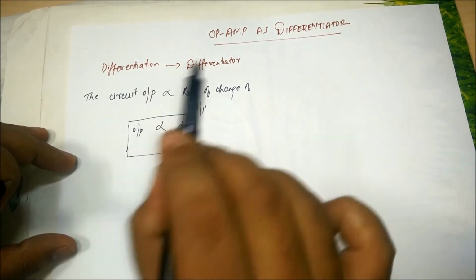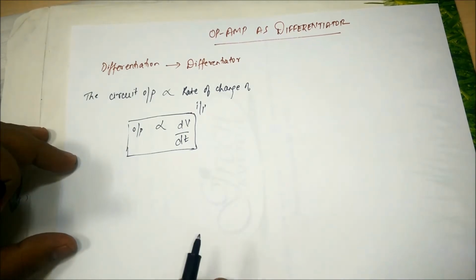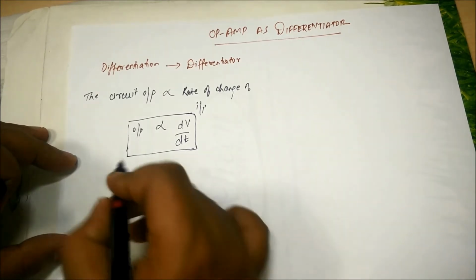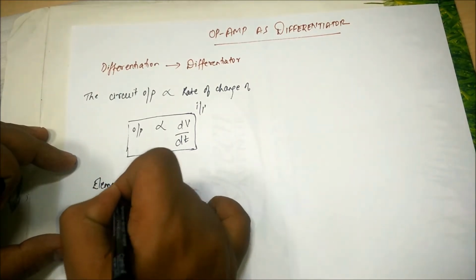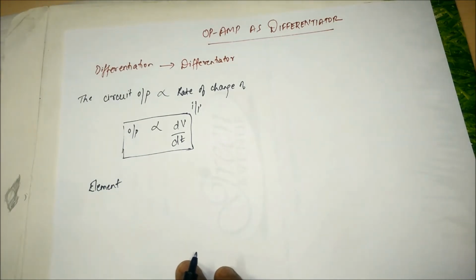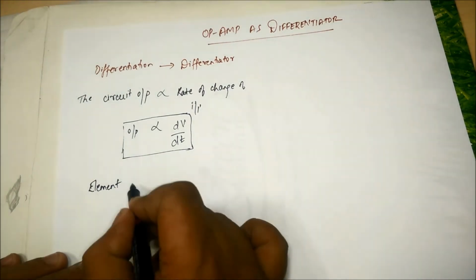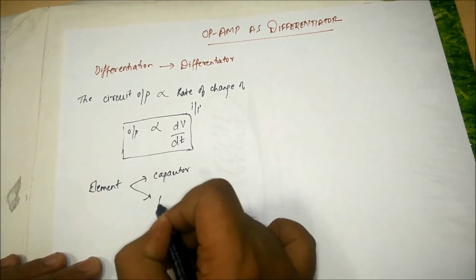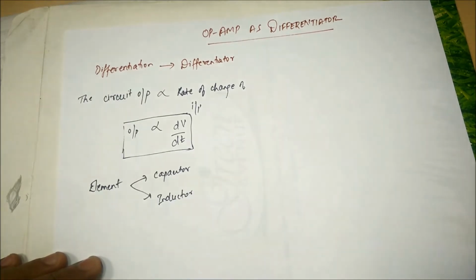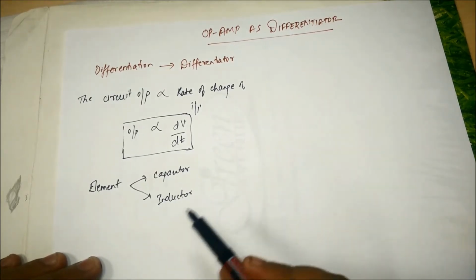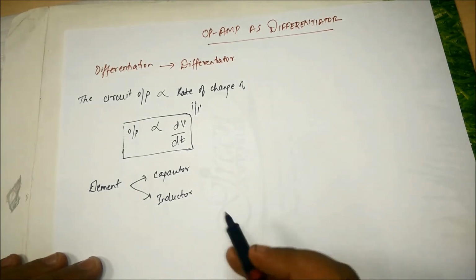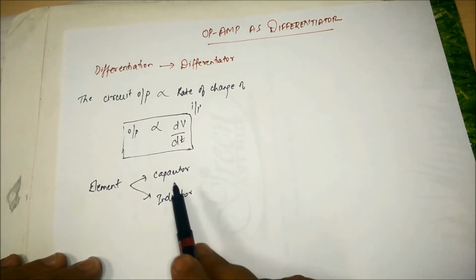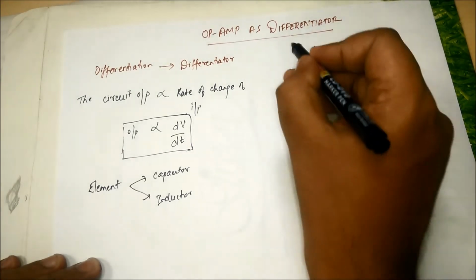How will we implement it? We need to select an element which deals with time. Now which element is this? There are two elements which deal with time. One is a capacitor, one is an inductor. You know, in a capacitor, charging and discharging. In an inductor, how much EMF is induced depends upon the change of magnetic flux. So again, that is with respect to time. But inductor we normally don't use because it's bulky. Capacitor we use.